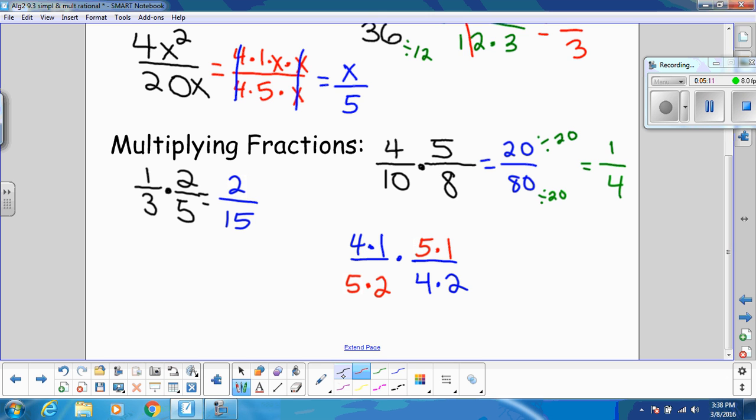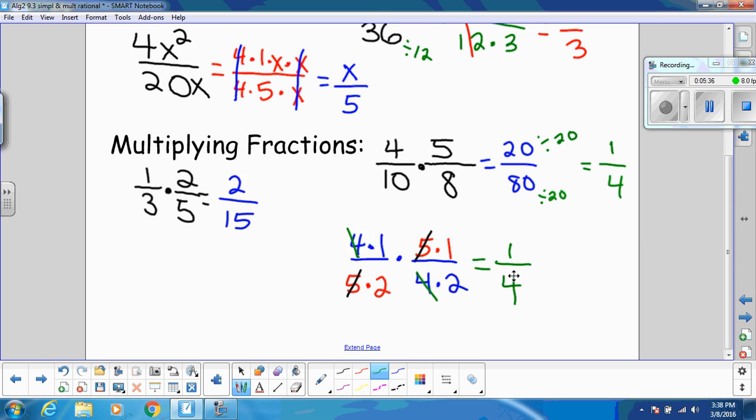So what we see is I can cancel out the 5's. They're both in the numerator and denominator. And I can cancel out the 4's that are both in the numerator and the denominator. And then I can go back and do my multiplication across, just like what we did here. So I can do 1 times 1 is 1, and then 2 times 2 is 4.